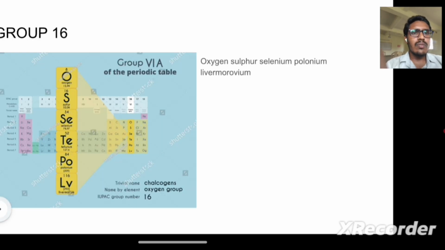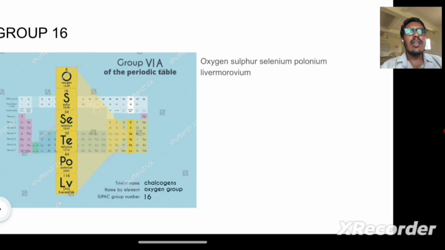Elements in group 16 of the periodic table are oxygen, sulfur, selenium, tellurium, polonium and livermorium. Let me repeat: oxygen, sulfur, selenium, tellurium, polonium and livermorium. To remember this, there is no mnemonic needed. It's rhyming in each name of each element. You need to remember just oxygen and sulfur, and the other three have rhyme: selenium, polonium and livermorium. If you practice it thrice, you will remember it.